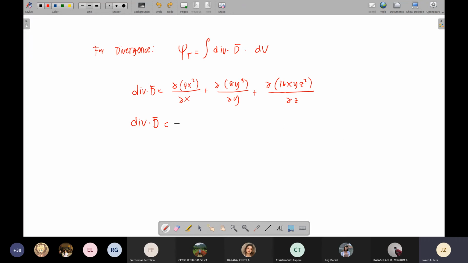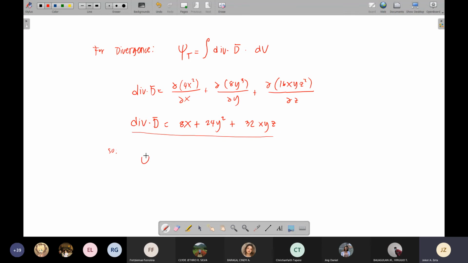So the partial derivative of 4x squared: you multiply by your exponent, then you subtract 1 from your exponent. So this becomes 8x, plus the 8y cubed: 8 times 3 is 24, so this becomes 24y squared. Plus this one, 16xyz squared, taking the derivative with respect to z, this becomes 16 times 2, that is 32xyz. The z squared minus 1 is just z. So this is the divergence of the electric flux density D.